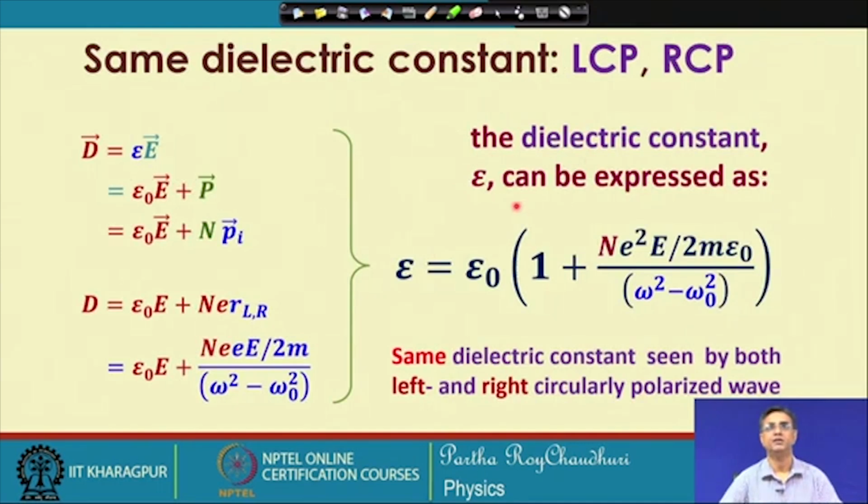Therefore, the dielectric constant epsilon can be expressed in this form, epsilon equal to epsilon_0, and this we have taken from here. So, 1 plus n e square by twice m epsilon naught into omega square minus omega naught square.